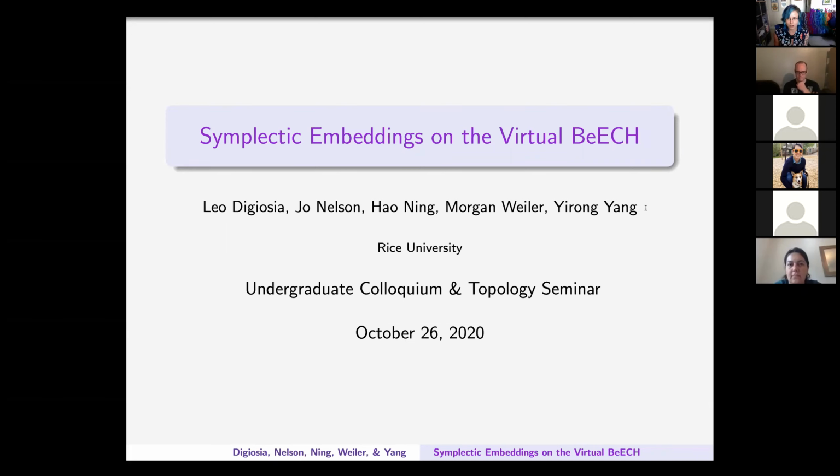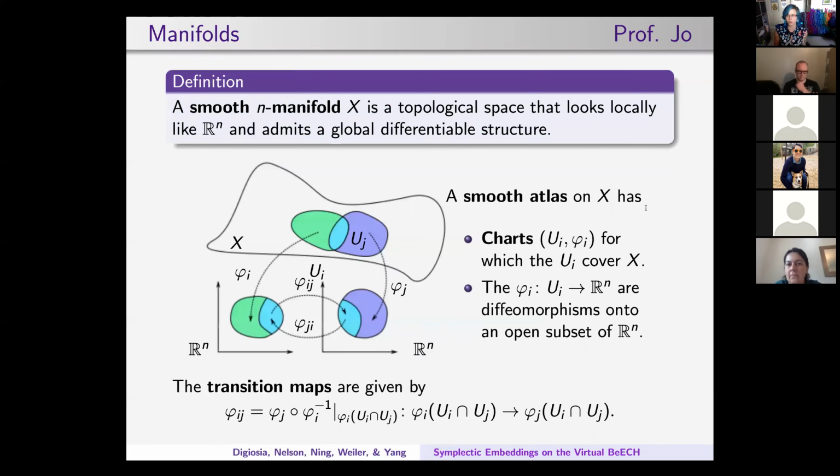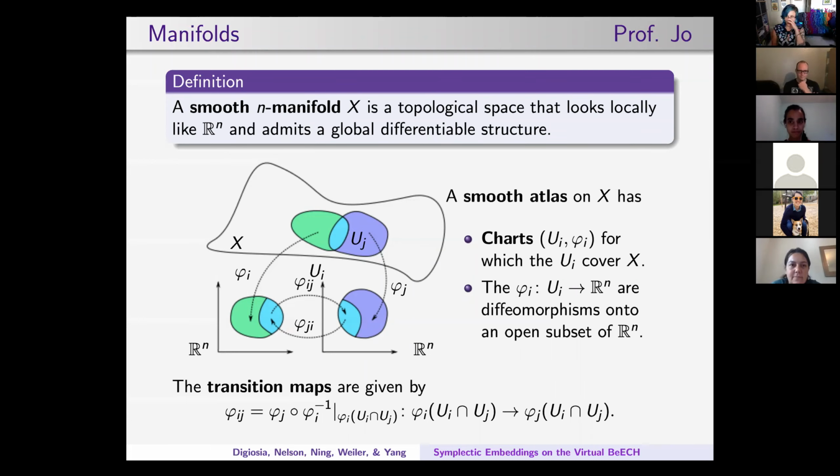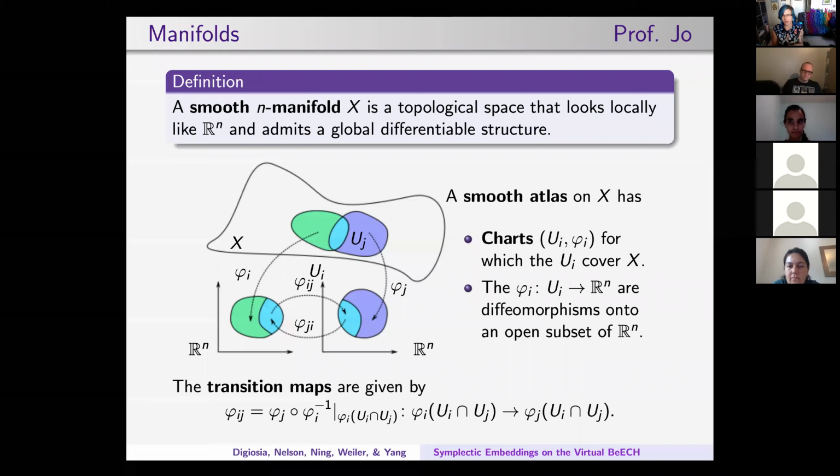I'll first start with the definition of a manifold. There's a terrible looking definition that you see in your first semester of a differential geometry class, and then you mostly forget about it. You just remember that a manifold is a topological space that looks locally like Euclidean space Rn, and it admits a global differential structure. And if you haven't seen topology yet, that's just a way to define more general classes of open sets and to define continuous functions in terms of open sets.